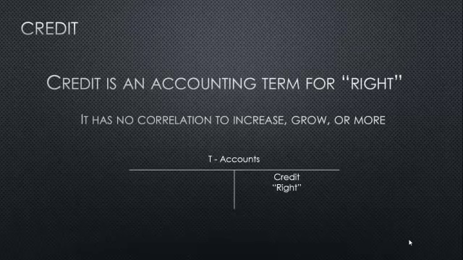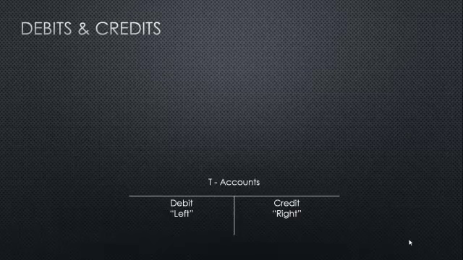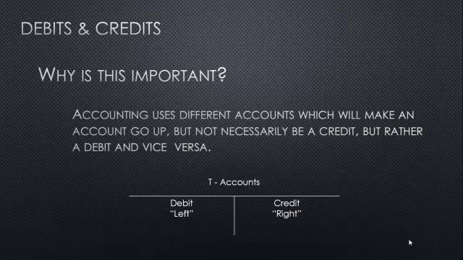So left side's debit, right side's credit. That's all they mean. So in my class, debit's left, credit's right, done deal. All right, debits and credits. So why is this important? Accounting uses different accounts which will make an account go up, but not necessarily be a credit, but rather a debit and vice versa.